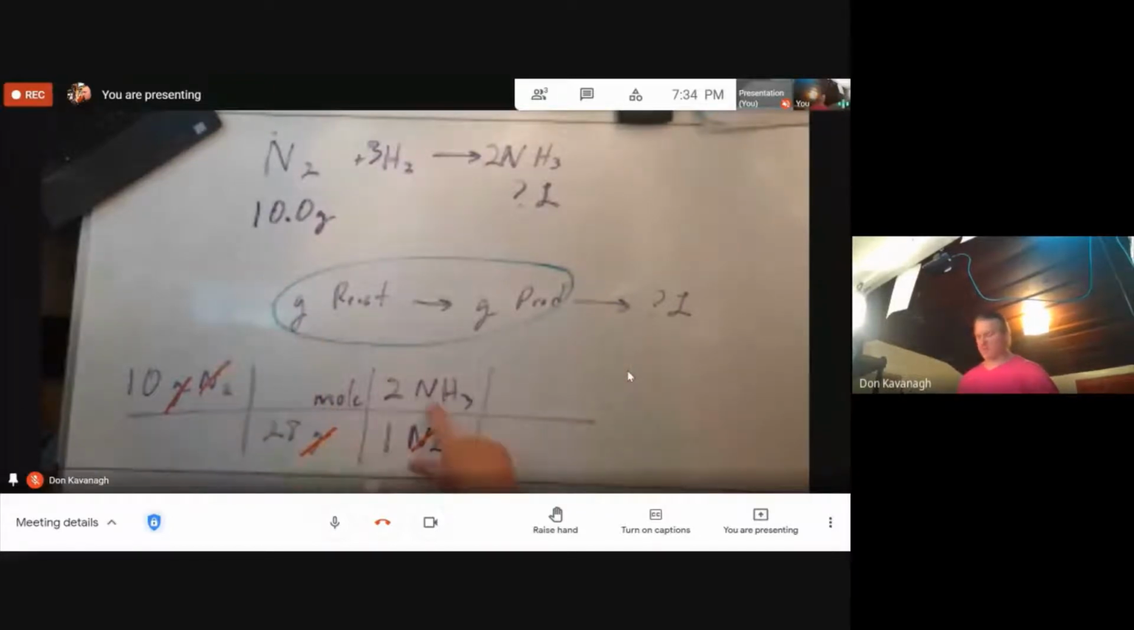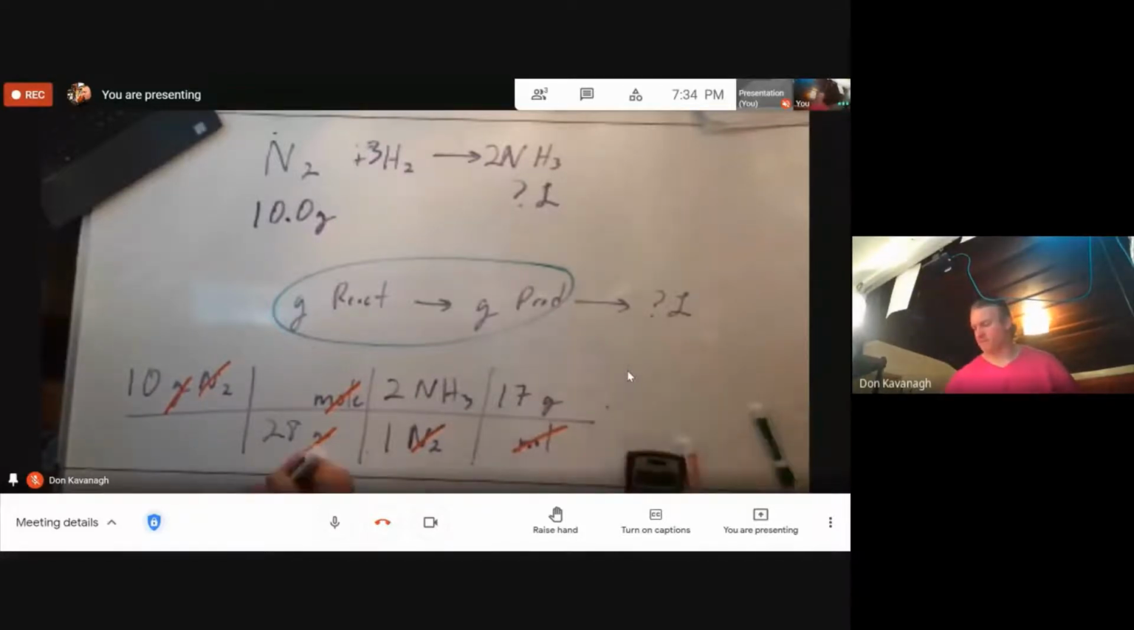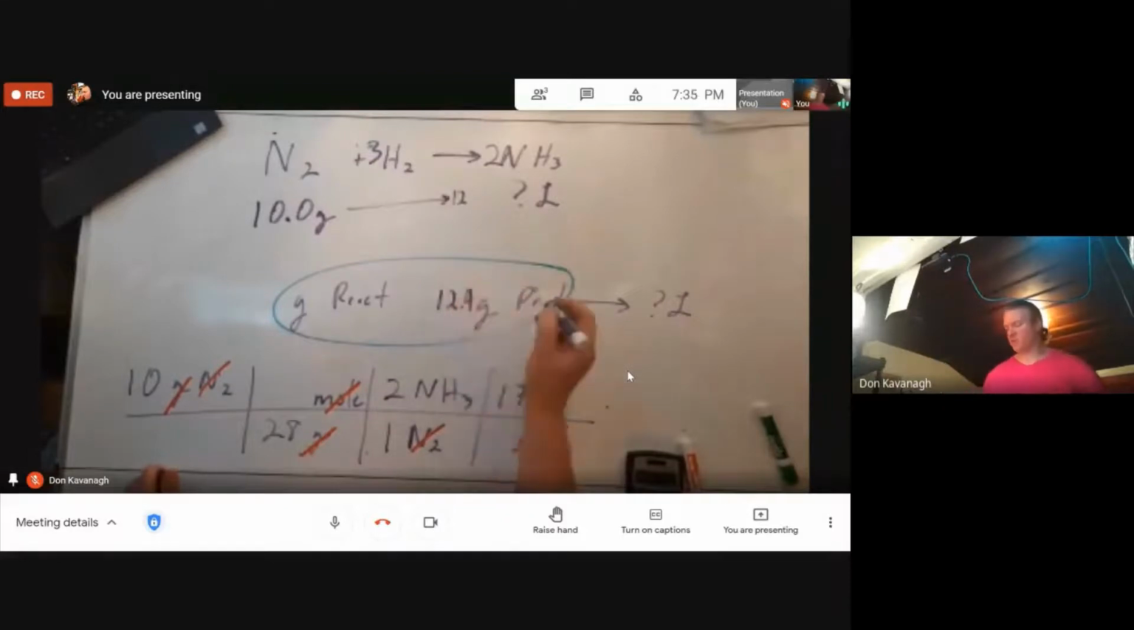I'm going to go to my periodic table and look up those atoms' atomic masses, 14 plus 3 is going to be 17 grams per mole. Mole cancels out. And after I get a calculator and plug all this out, it would solve for the grams of NH3 that could be produced. I'm getting 12.14 grams. I shall put it in here. 12.14 grams of product could be produced.